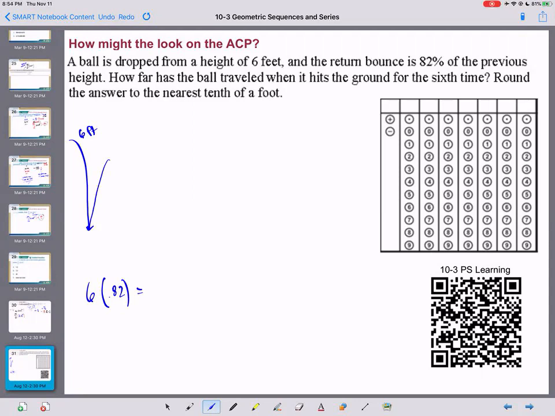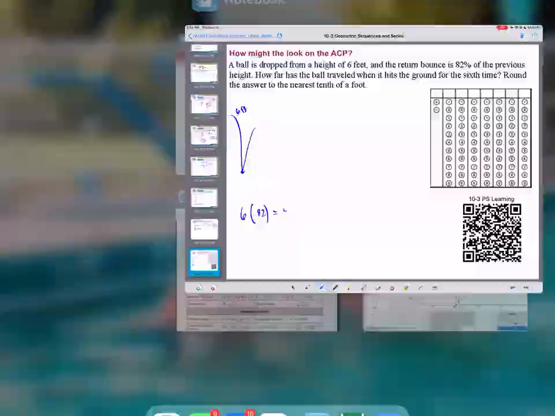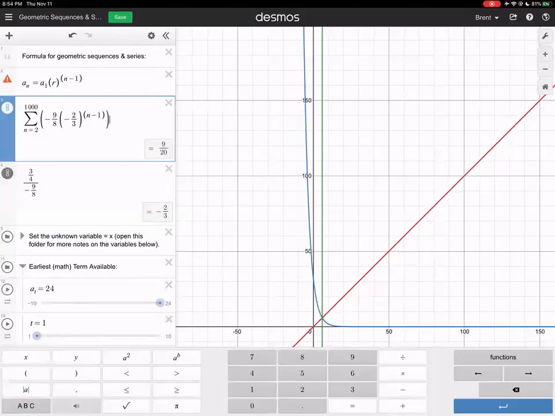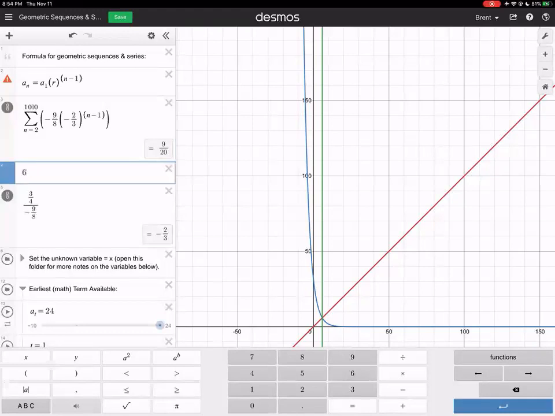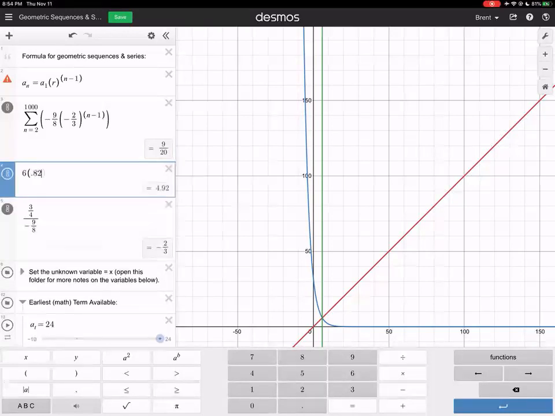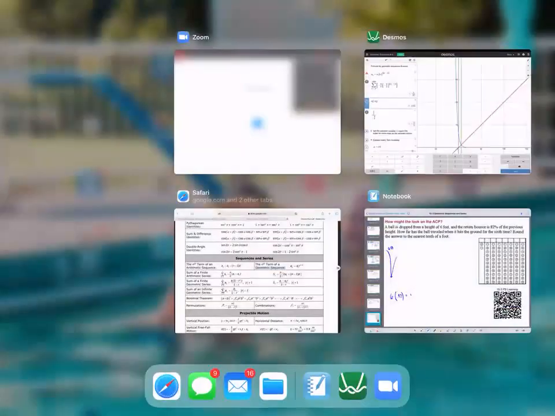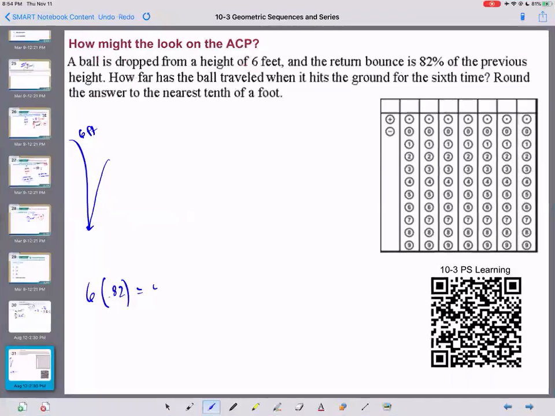Off the top of my head, 48 plus 12... I want to make sure before I say 4.92. Let's check that. 6 times 82%, 0.82. 4.92, I was right. Should have said it. Okay, it goes up 4.92.